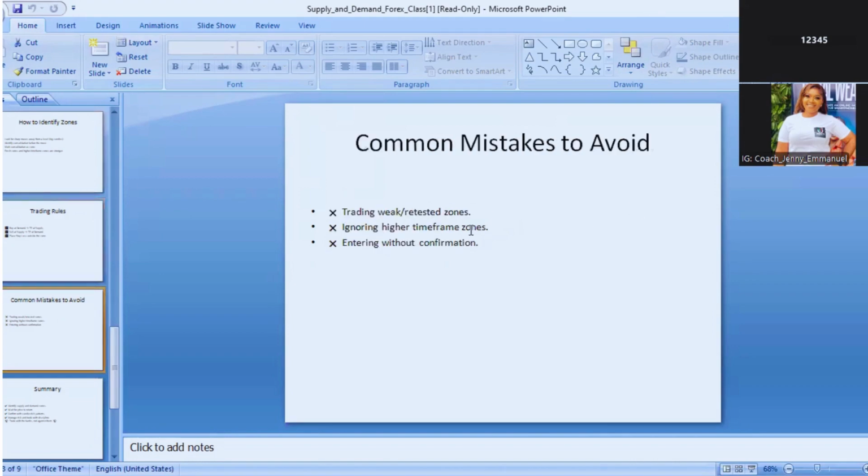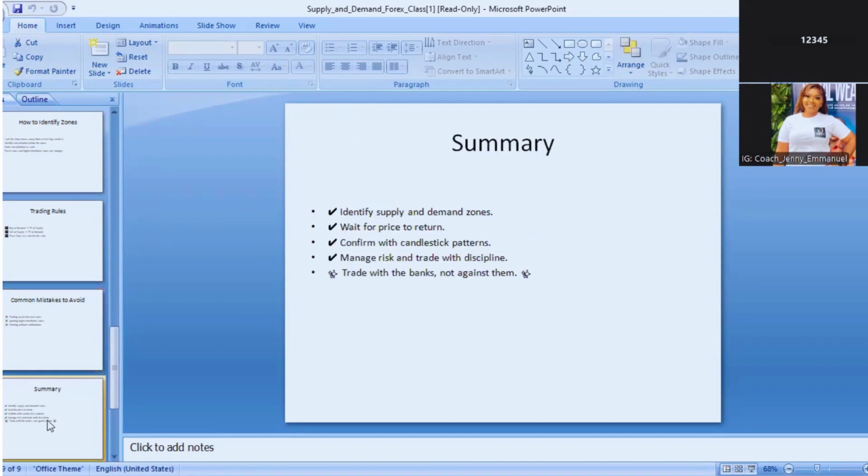Common mistakes to avoid. Avoid trading weak retested zones. When the zone is weak, you avoid it. Ignoring higher time frame zones. I already told you guys, higher time frame works better. Entering without a confirmation. I told you guys, either you use your candlestick as a confirmation. It can be a doji, it can be the M, the W pattern, triple top, triple bottom, whatever pattern, head and shoulder. Always get your confirmation before you enter.